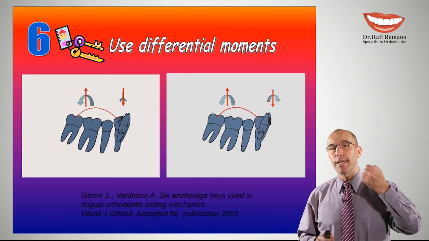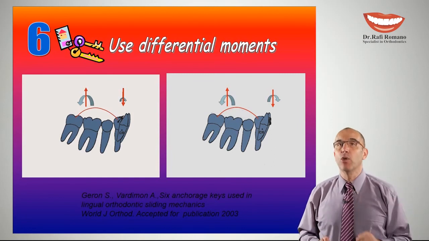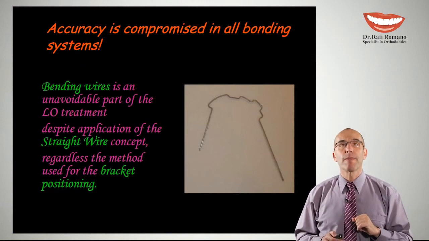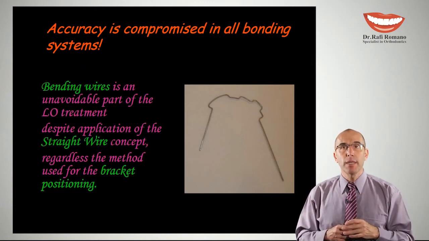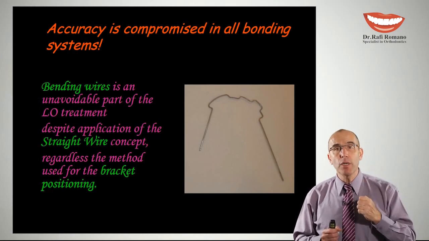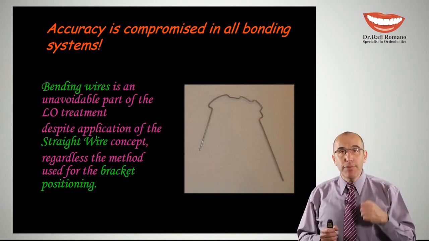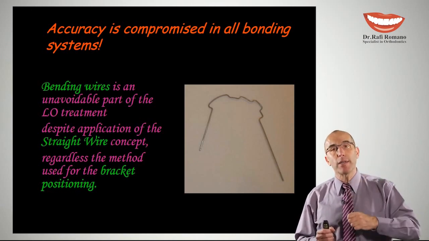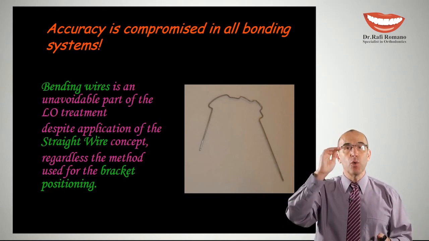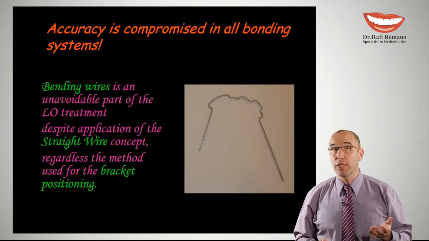If you want to learn again how to do it, go back to the lecture on wire bending and look at how we make this bend in the wire. In summary, bending is a procedure we have to do in all orthodontics. Even if you use a straight wire concept, at the end of the treatment you will need to do these up and down, in and out, and right and left bends to do the finishing.